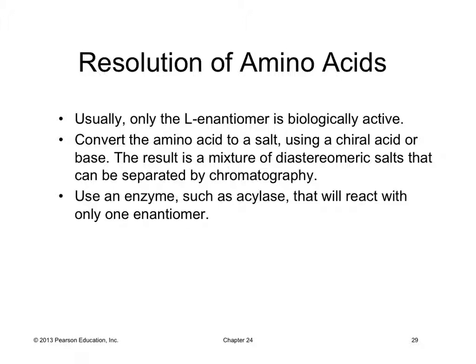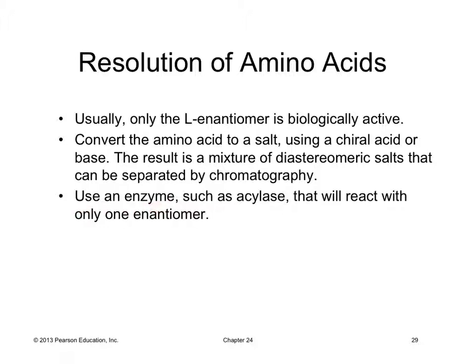Resolution of amino acids: usually only one enantiomer, the L enantiomer, is biologically active. So you convert the amino acid to a salt using a chiral acid or base, and the result is a mixture of diastereomeric salts that can be separated by chromatography. That's one way.